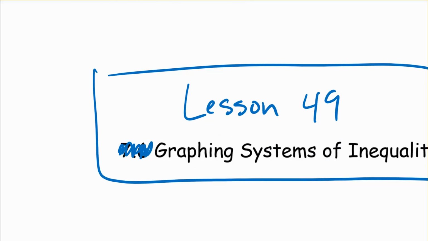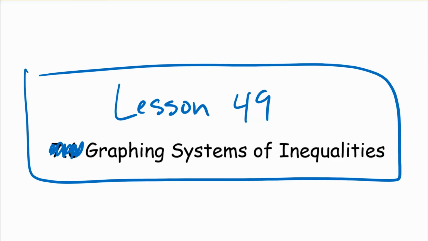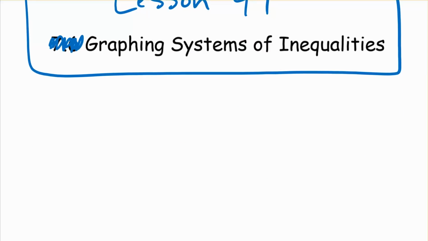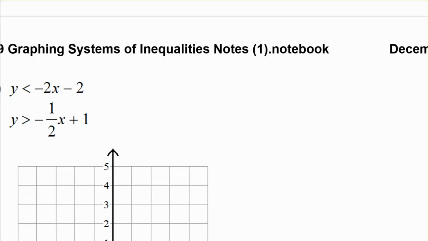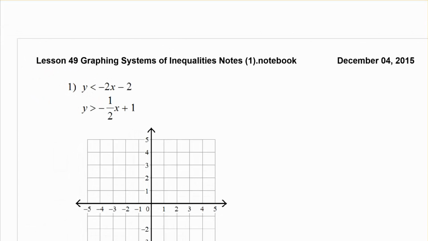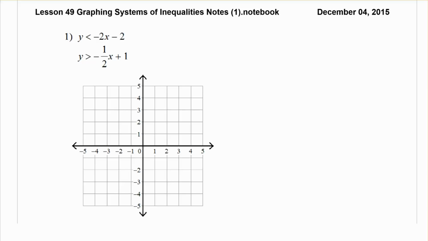Today is Lesson 49, Graphing Systems of Inequalities. And that's what we're doing, graphing systems of inequalities. So we've got another problem here. Now we've got a system, so there's two of them.